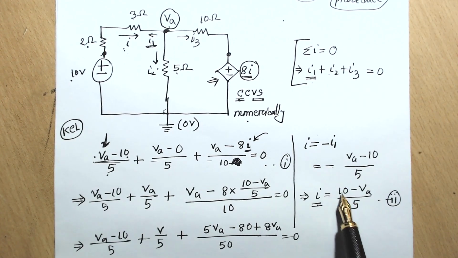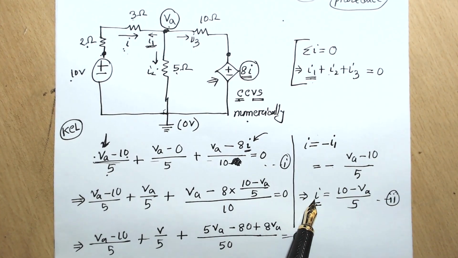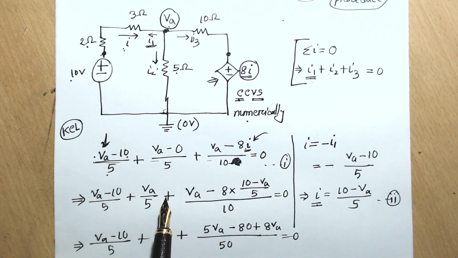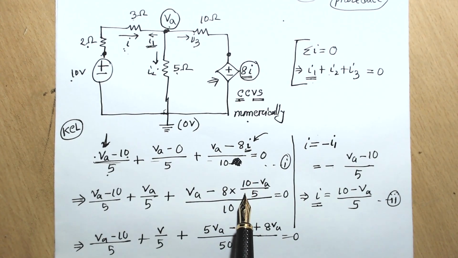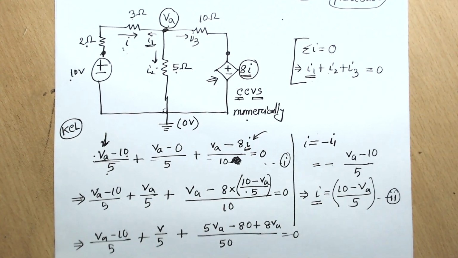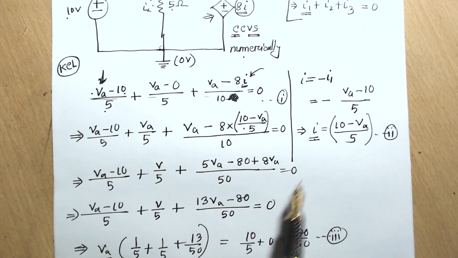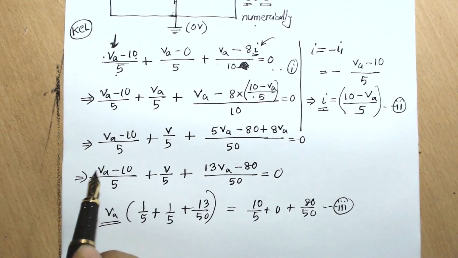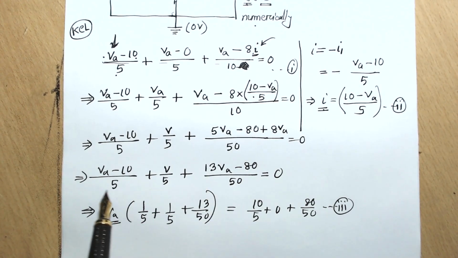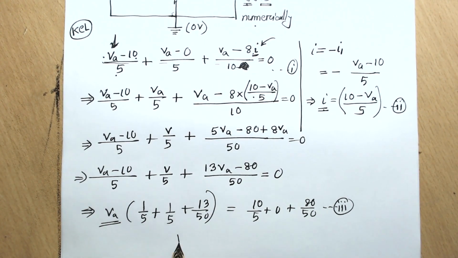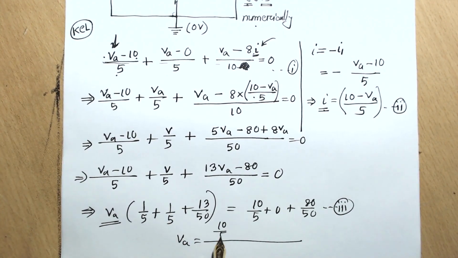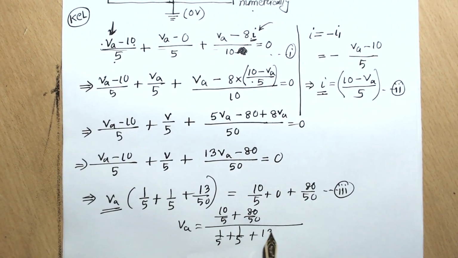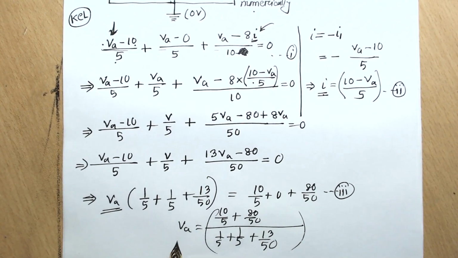So it becomes 10 minus VA divided by 5, and then we will substitute the value of I into this equation. So everything will be as previous, except we will substitute the value of I. Instead of I, we will write 10 minus VA divided by 5 that we got here. Then we just did some LCM based things, and these are basic mathematics. Finally, we can find the value of VA by just taking VA as common from this equation, and all the numeric values just put them on the right side, and at last you can put all of these values in your calculator. That means 10 by 5 plus 80 by 50 divided by 1 by 5 plus 1 by 5 plus 13 by 50. Just put it on your calculator and you will find the value of VA.